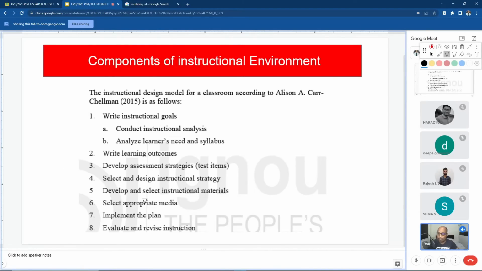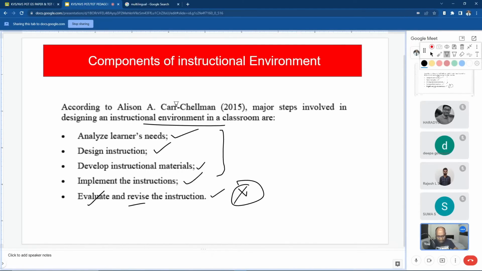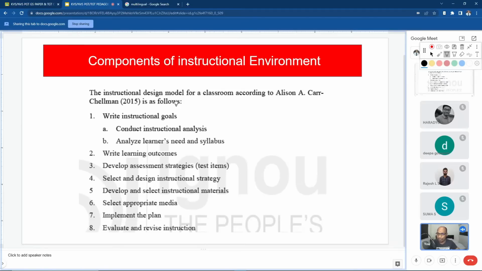Then another one, the instructional design model for a classroom according to Ellison is as follows. Here only, instructional design. What is the design? Write instructional goals, conduct instructional analysis, analyze learners' need and syllabus. Then write learning outcomes. So if you open the teacher's diary of KVS, we have to write the learners' outcomes, and we have to write the goals. What is the goal of teaching this particular unit? What are the learning outcomes or expected learning outcomes?